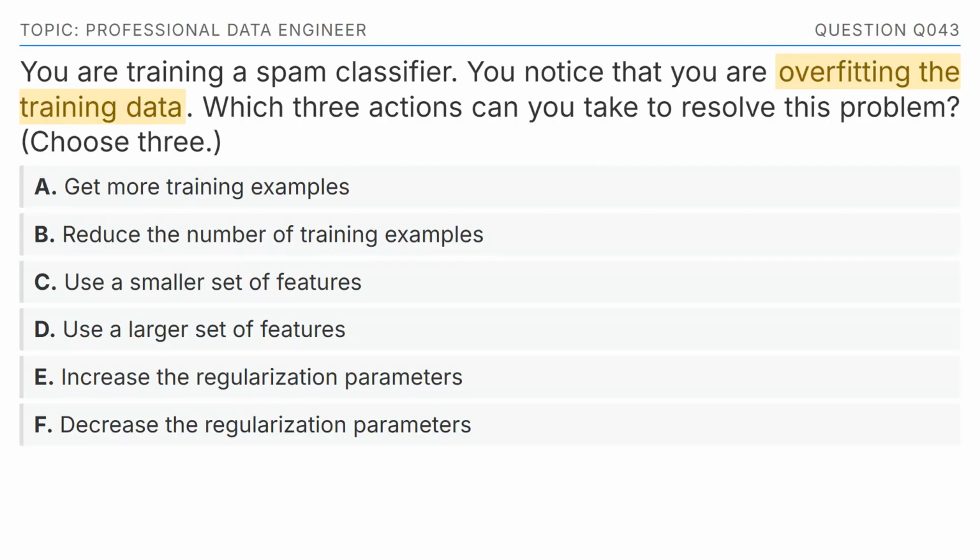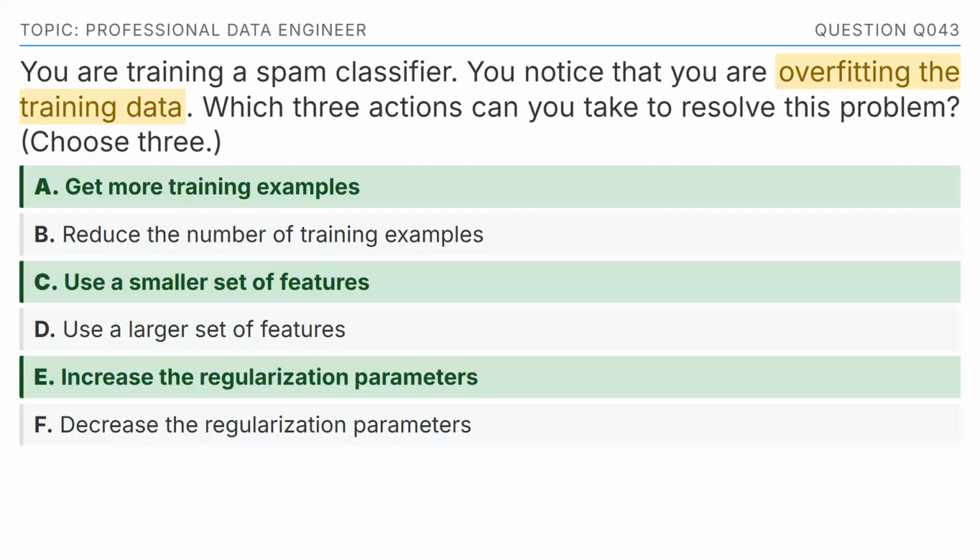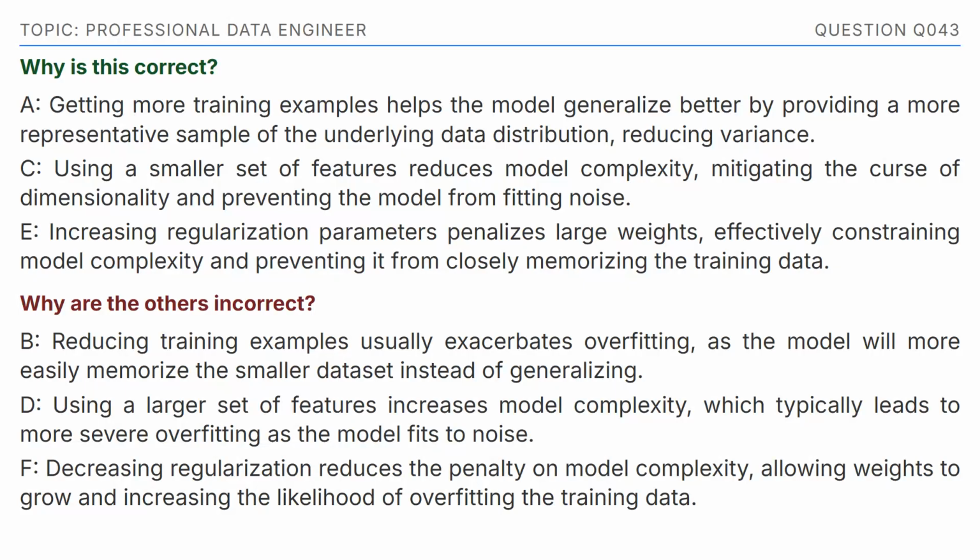To arrive at the correct answer, we focus on the keywords: overfitting the training data. The correct answers are option A, get more training examples, and option C, use a smaller set of features, and option E, increase the regularization parameters. Why is this correct?